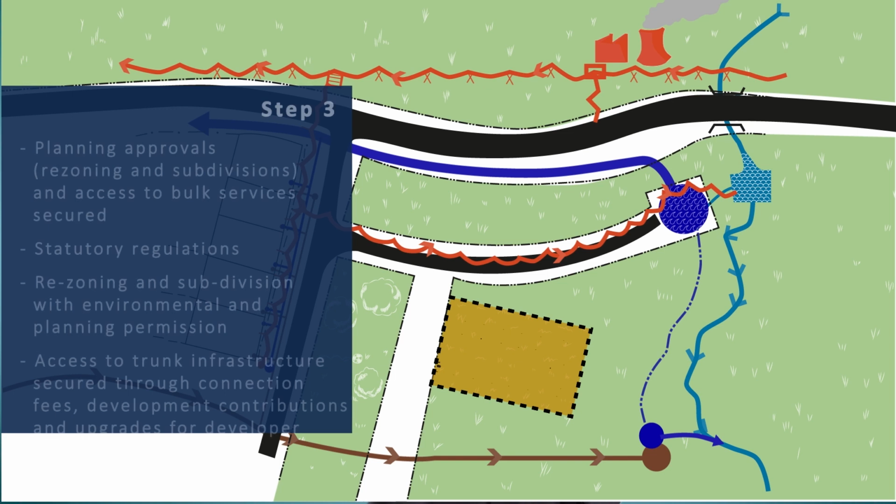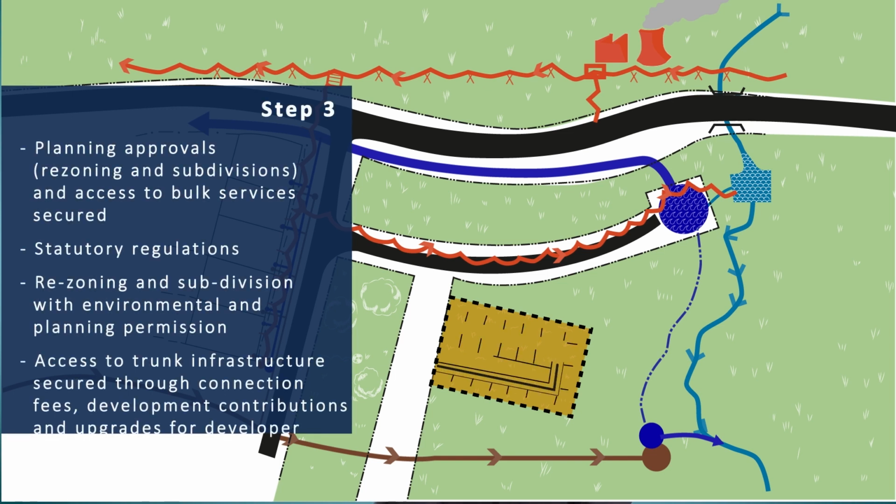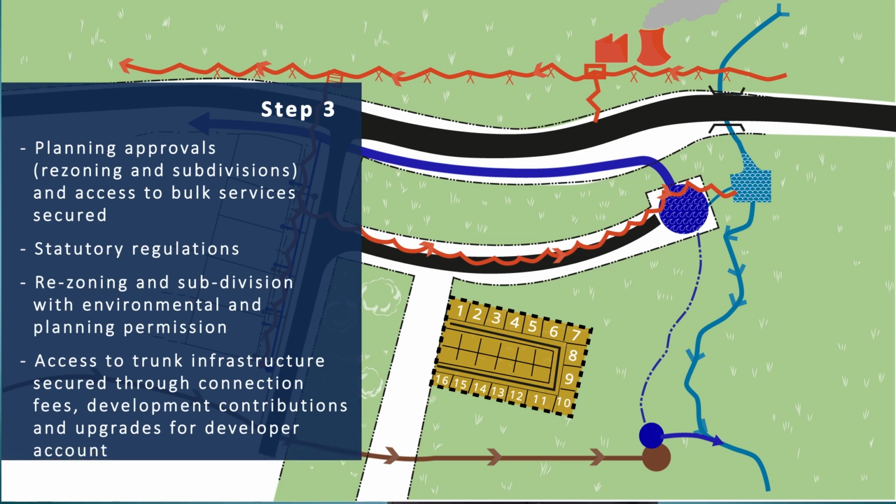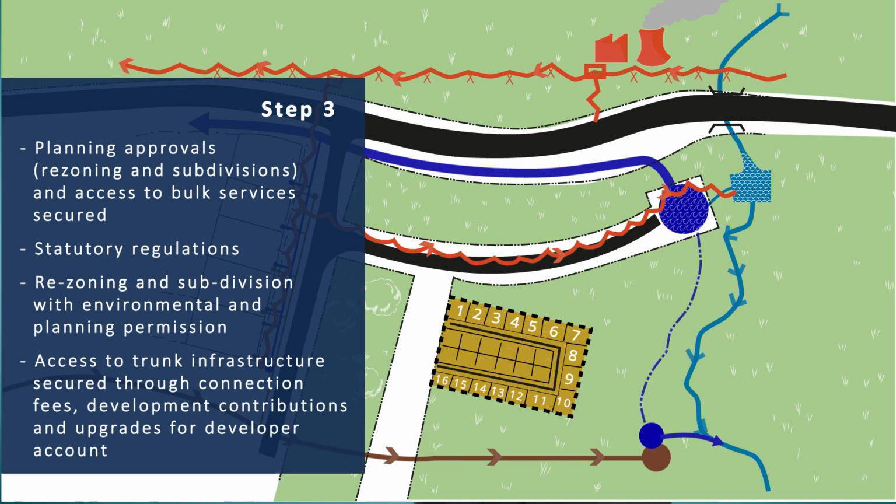The third step involves legally converting the land for development. Obtaining access to bulk infrastructure is included in this step. This is done by obtaining formal development rights. It involves environmental and planning approvals for the intended change in type and intensity of land use. In some countries, this is called township establishment or rezoning and subdivision.